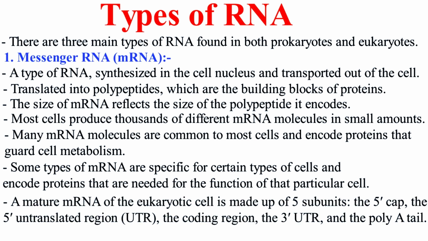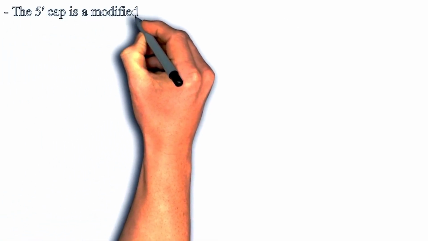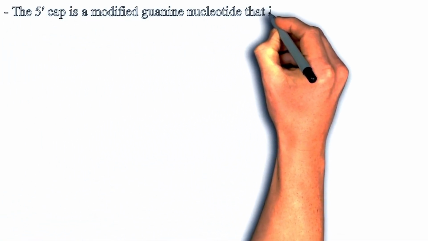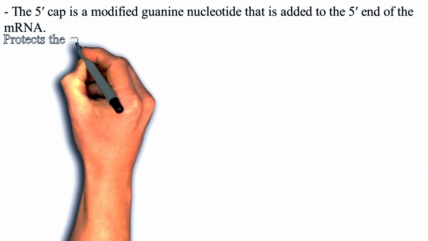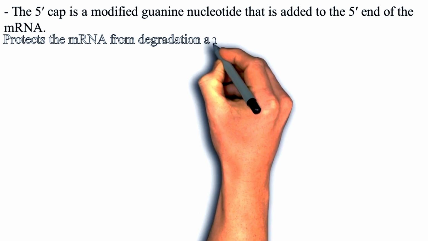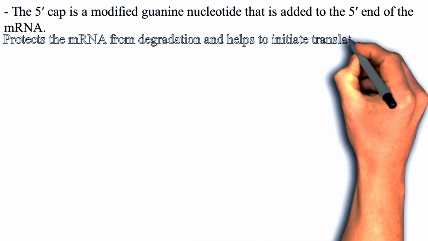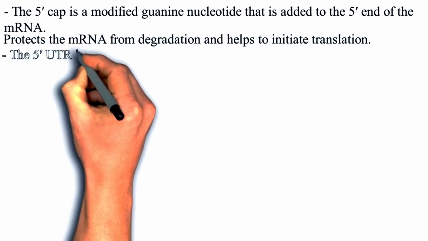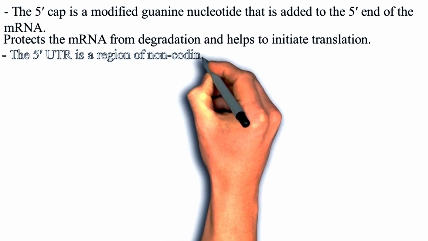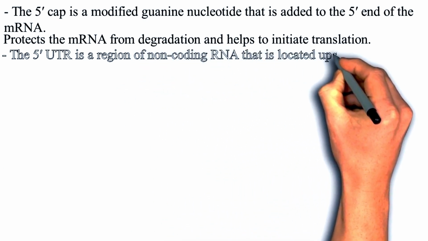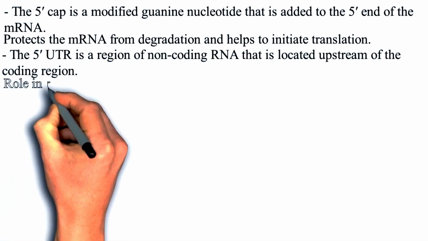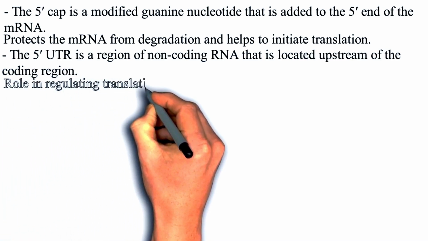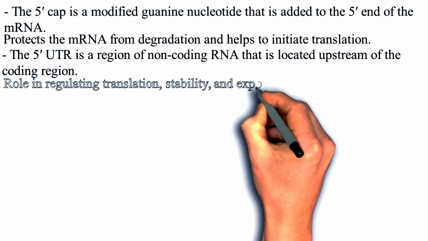The 5' cap is a modified guanine nucleotide that is added to the 5' end of the mRNA. It protects the mRNA from degradation and helps to initiate translation. The 5' UTR is a region of non-coding RNA that is located upstream of the coding region. It can play a role in regulating translation, stability, and export of the mRNA.